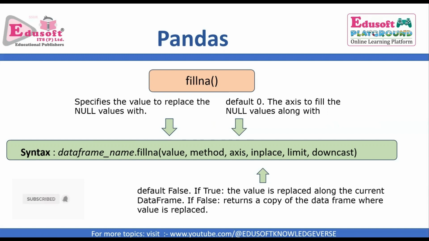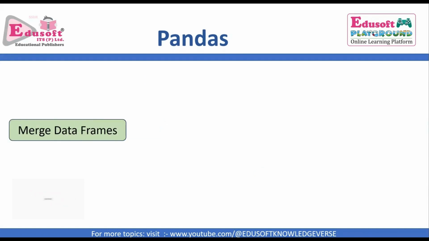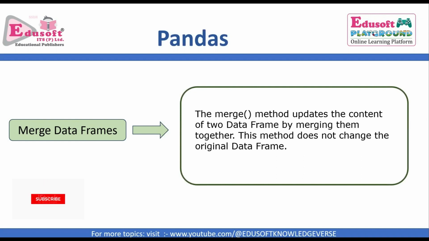Now coming to merge operations of data frames of PANDAS. For this, what method are we going to use? We are going to use the merge method. The merge method updates the content of two data frames by merging them together. This method does not change the original data frame. So after the merge operation, whatever data changes will form a new data frame. This method does not change the original data frame. There will be no change in your original data frame.